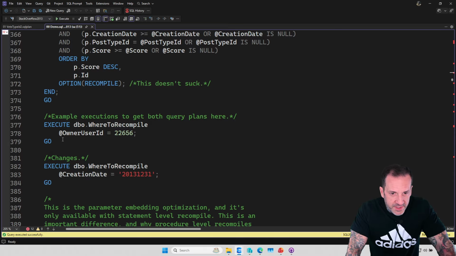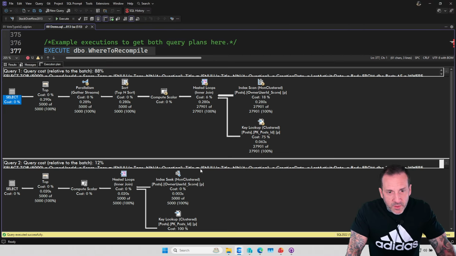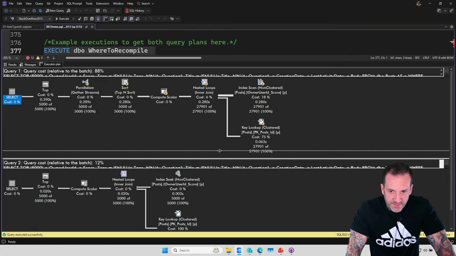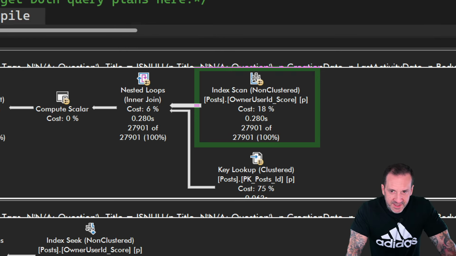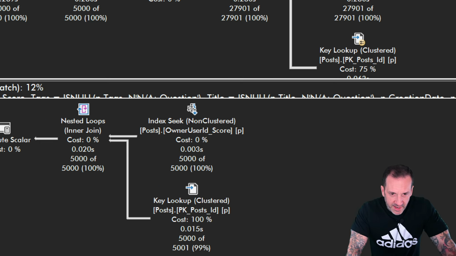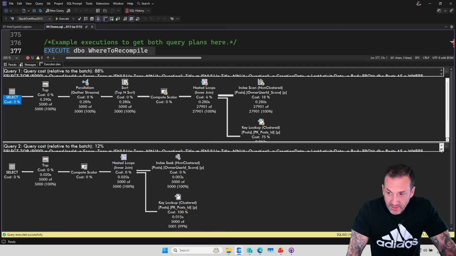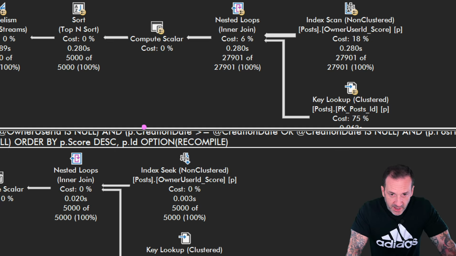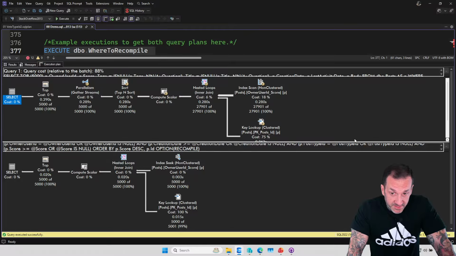If we run this stored procedure, which is going to execute both queries, right? It's not one or the other. This doesn't go terribly, but there are some obvious differences between the two execution plans. The first one up here goes parallel and does an index scan. Second one down here does not go parallel and does an index seek. This is the one with the statement level recompile on it. If we scroll on down a little bit, you'll see the option recompile in here. But the main difference between the procedure level recompile and statement level recompile is that statement level recompile gets you what's called the parameter embedding optimization.